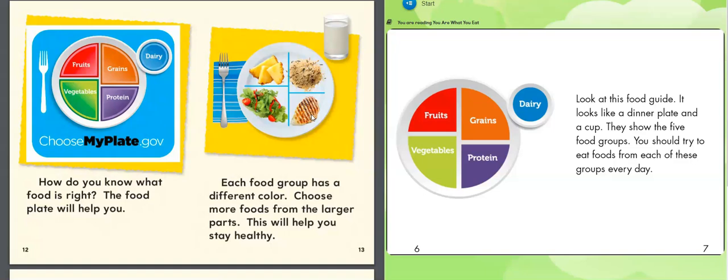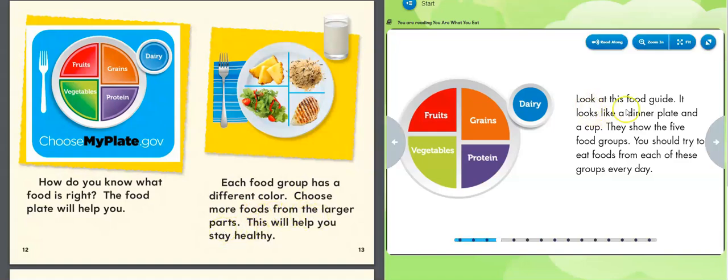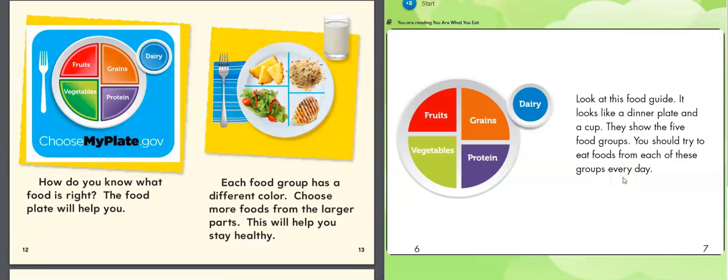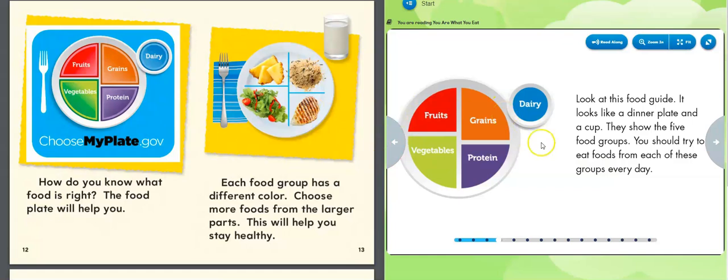The descriptions are also different. Book 1 reminds me to choose foods from the larger part. It says, choose more foods from the larger parts. Book 2 tells me, look at this food guide. It looks like a dinner plate and a cup. They show the 5 food groups. Book 2 tells me you should try to eat foods from each of these groups every day. So I've just identified and described how these two texts are the same and how they're different.